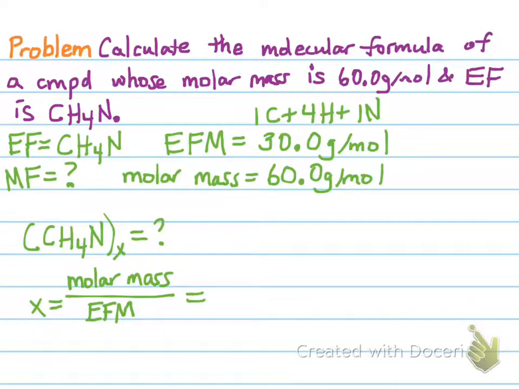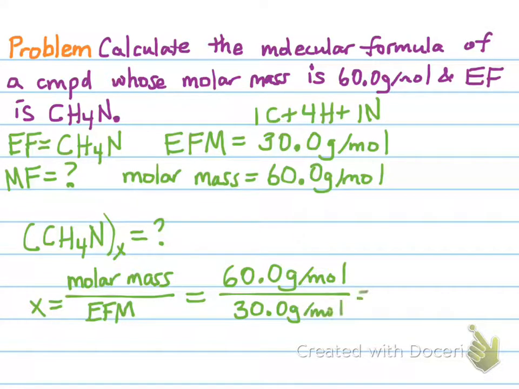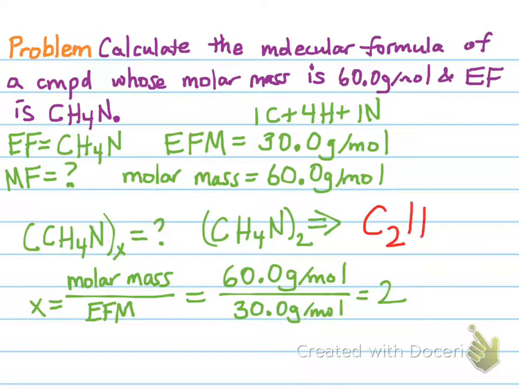So how do I find my multiple? My molar mass, which was given in the problem, is 60, divided by the empirical formula mass that I just calculated, which is 30, gives 2. So that means I'm going to take CH4N and multiply it by 2. So my answer for my molecular formula is C2H8N2. That is the molecular formula.